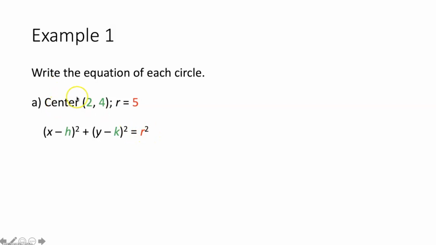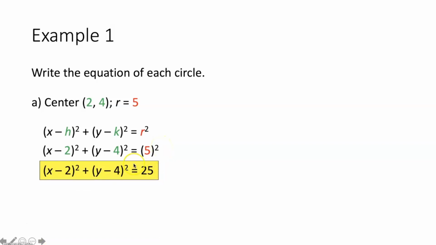We know our center is h, k, so we're going to plug in 2 for our h and 4 for our k. Our radius here is 5, so we plug in 5 for our r. Then we simplify whatever we can simplify. X minus 2 is just going to stay x minus 2. Y minus 4 is going to stay y minus 4. 5 squared becomes 25. And you're done.